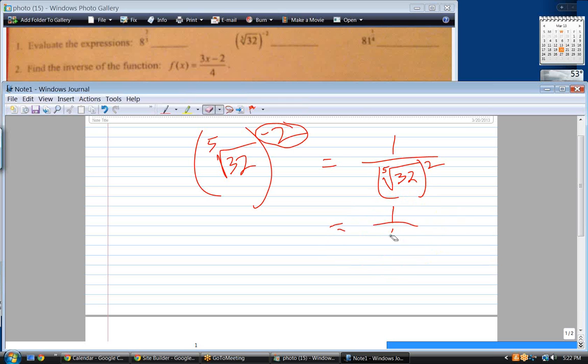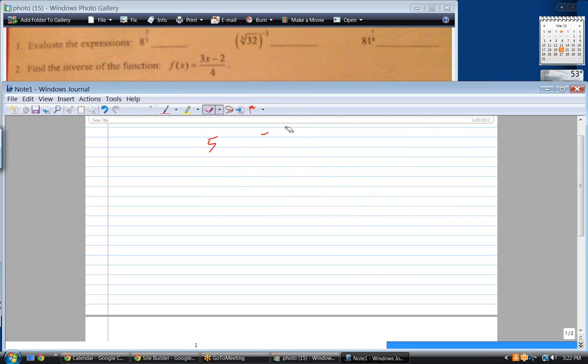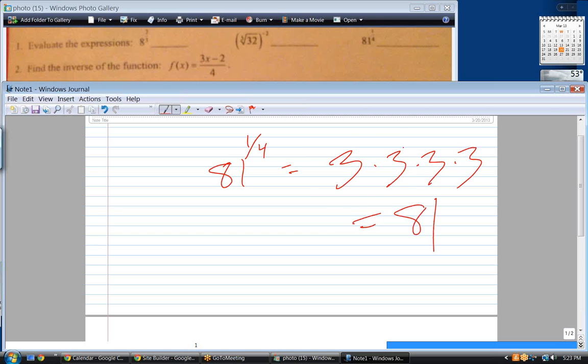All right. The next one says 81 to the 1/4. Is that right? Yeah. So what does that mean? Or what's the answer? 4th root of 81. Is it 4? I don't remember. No, you know it's going to be a small whole number, so it's either going to be 2, 3, 4, one of those. 3. 3 times 3 times 3 times 3 is equal to 81. Same as 9 times 9. All right.